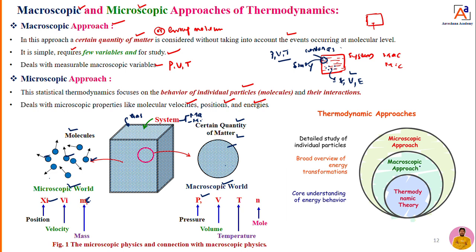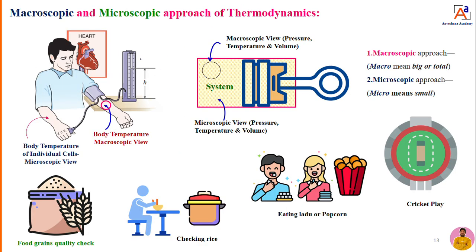Okay, as I told, you can see one more diagram here now. Macroscopic gives the broad view of the system by considering a certain quantity of matter, but microscopic will give a detailed study by considering the individual particles in the thermodynamic study. Okay, fine. Now to understand better, I will consider some examples.